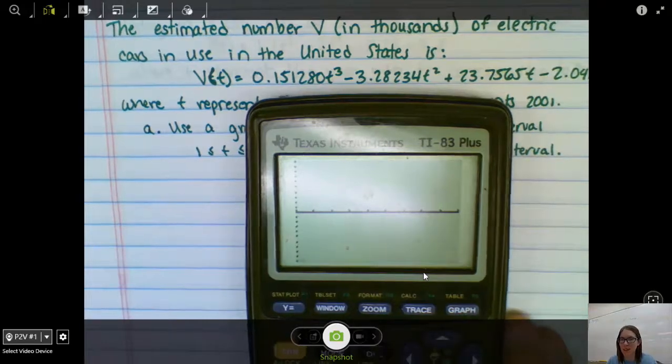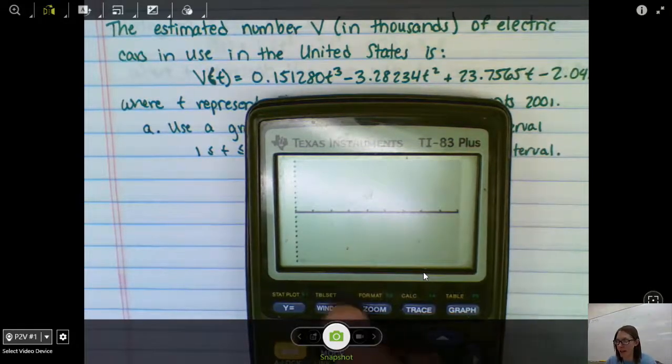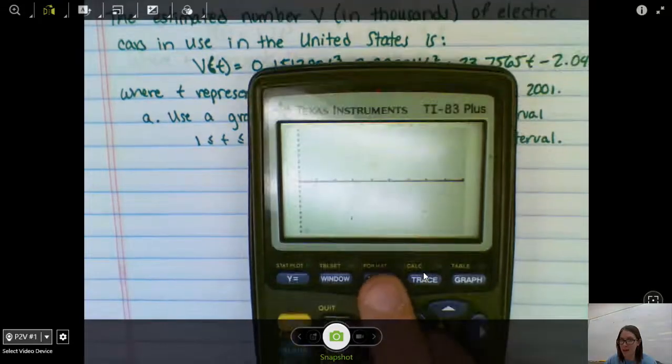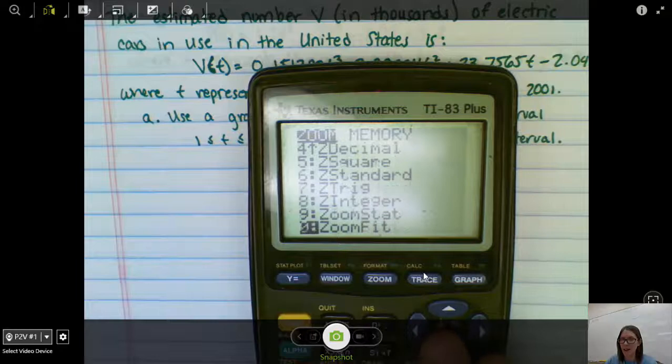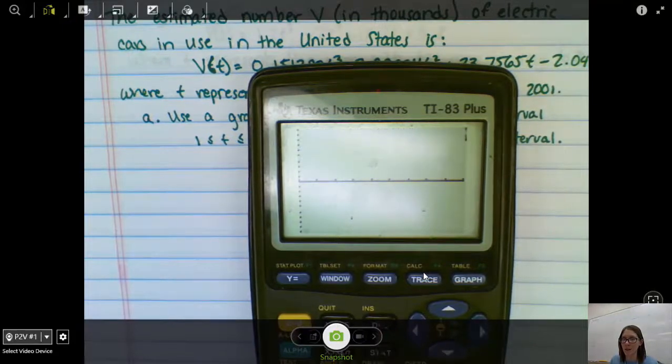as you can see, this really doesn't give me an idea of what our function looks like. But if we know our x values, remember that zoom fit option we can use. So go to zoom, down to fit. Again, our calculator will find what the lowest y value is and what the highest y value is based on our x values. And this gives me a really good picture.